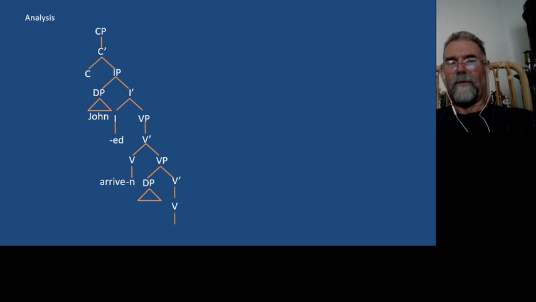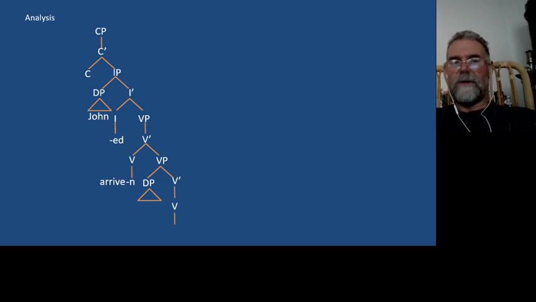Obviously, the form isn't arriven, but arrived, because arrive is one of those verbs that has the perfect form homophonous with the past tense. So it's arrived. Now, if English were Hungarian, what would happen next would be that the verb would then move up and support the tense.